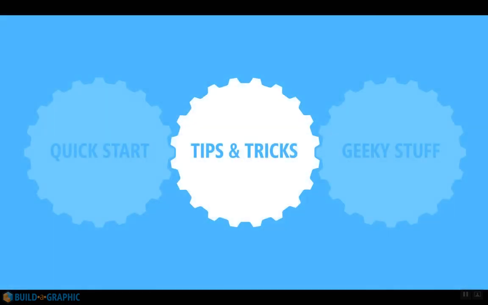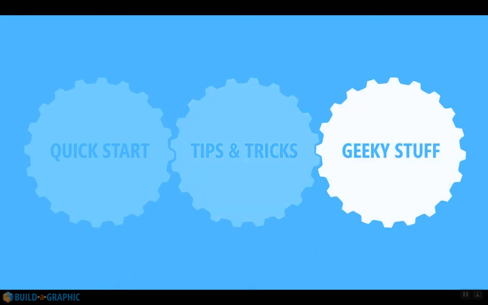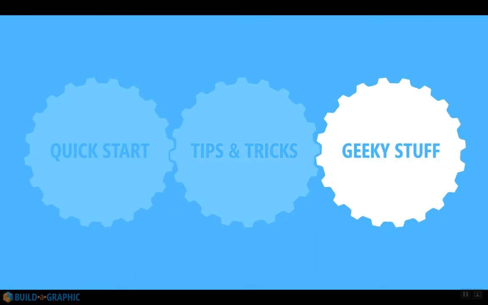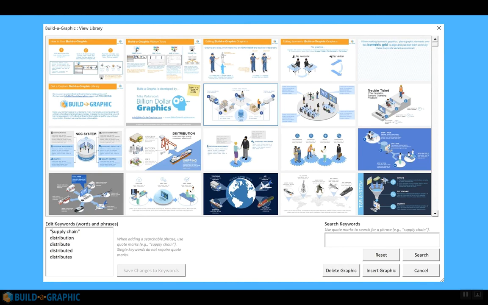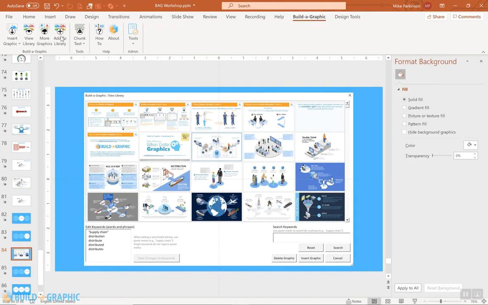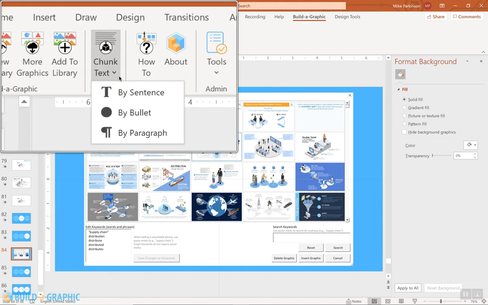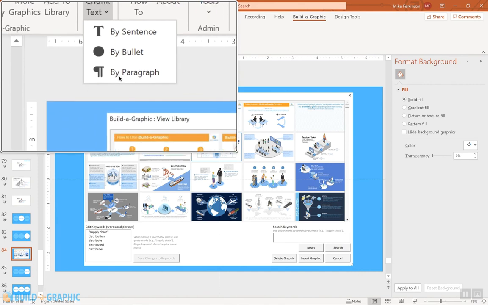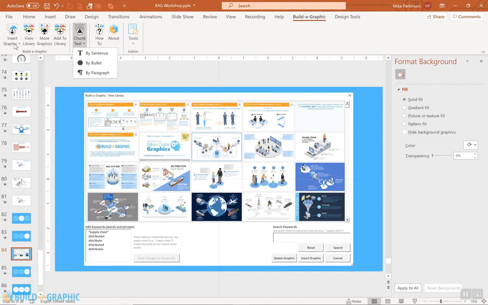The next thing is, now that we've covered tips and tricks, let's talk about some geeky stuff. Specifically, let's talk about the power of the software. So some of the things that you can do in Builder Graphics. So first of all, we covered chunking text. We know we can chunk text by sentence, bullet, or paragraph. We also know that we can insert a graphic based on the words that are on your slide.